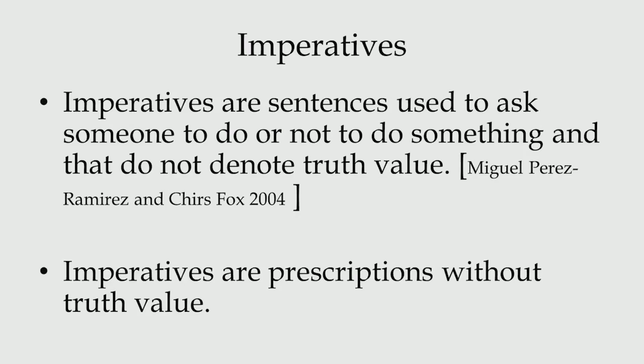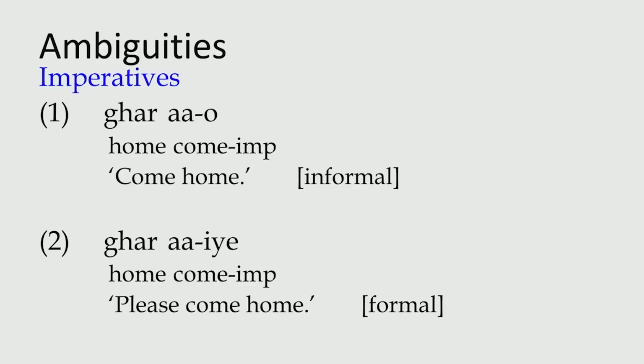Imperatives are sentences that are used to ask someone to do or not to do something, and that do not denote truth value in it. Imperatives are prescriptions without truth value, in other words. Let's look at an example of an imperative sentence. It will make lives easier to see what we mean by ambiguities and why we are taking examples from imperatives.